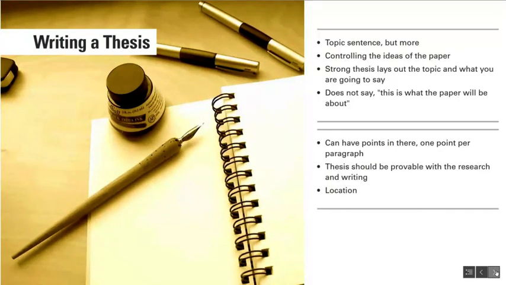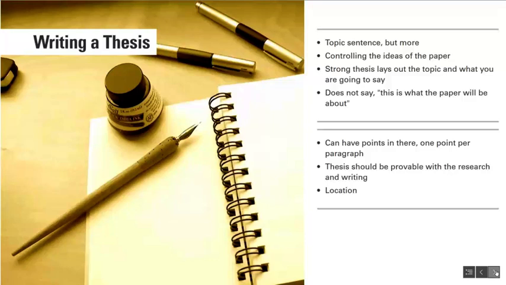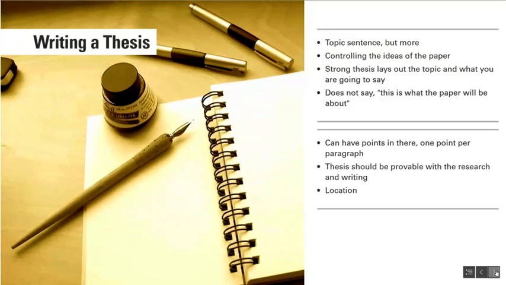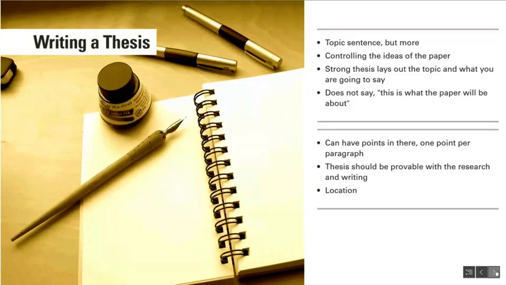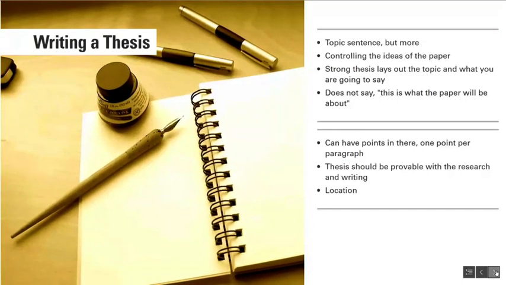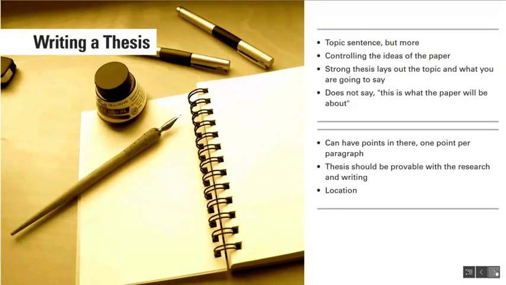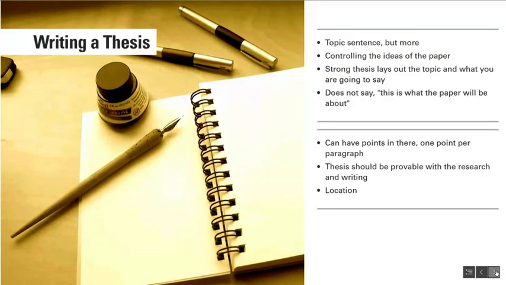And as you break it out into those 3 points, you would then focus on one point per paragraph. So one paragraph would be about the bassist, one paragraph would be about the drummer, and one paragraph would be about the lead guitarist. And with your thesis, you should make sure that it is provable with research and proven through the writing. So if you are talking about the lead guitarist, make sure that that paragraph has been researched about the lead guitarist and it is provable through your writing.